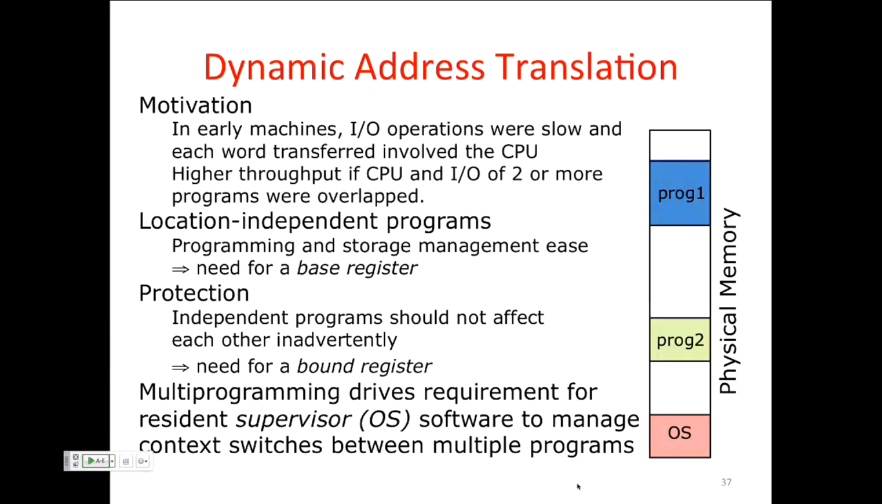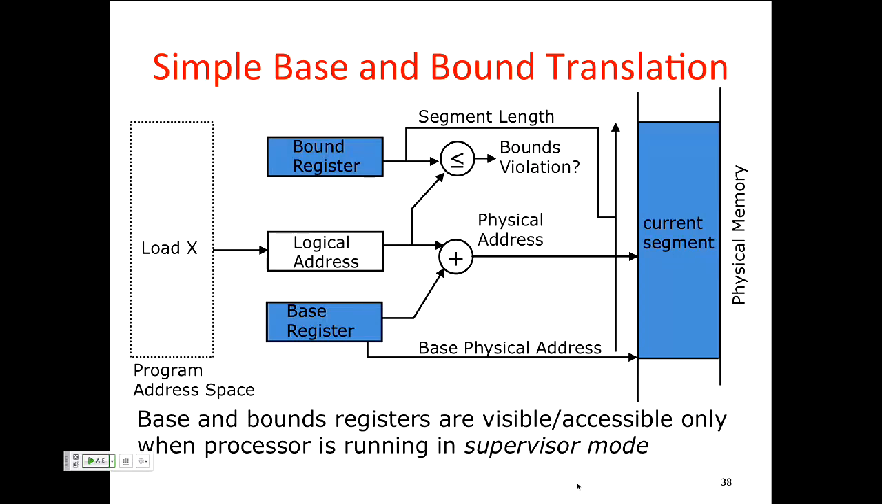So you need some hardware support for this, or some hardware support for this would be really good, because otherwise you would have to rewrite your program at runtime. So the way you implement that is that in your CPU, you add 2 additional registers, which represent your currently running program. One of these registers is called the base, and one is called the bound.